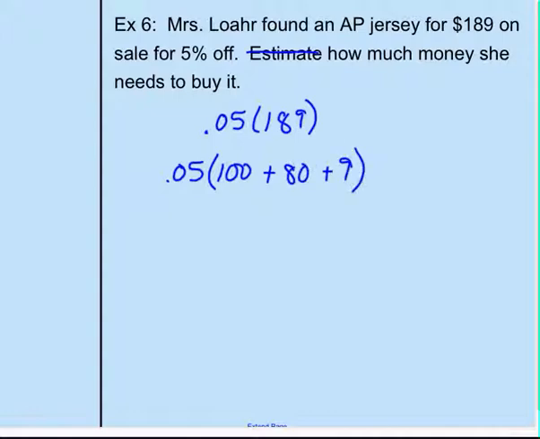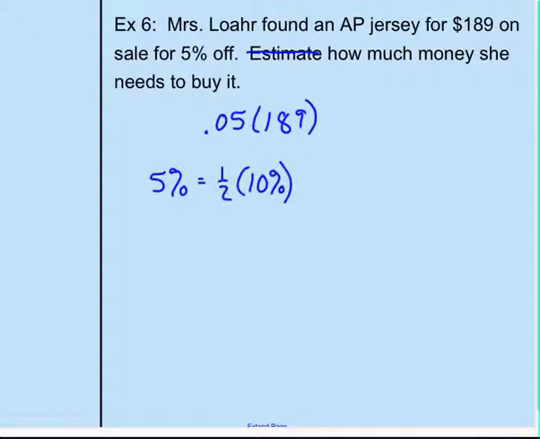And actually, instead of doing this exactly, I think I'm going to teach you a trick for working with percents instead. So let me get rid of this. So this is still our original question. I still need 5% of 189. The shortcut is that 5% is half of 10%. And 10% is really easy to find.